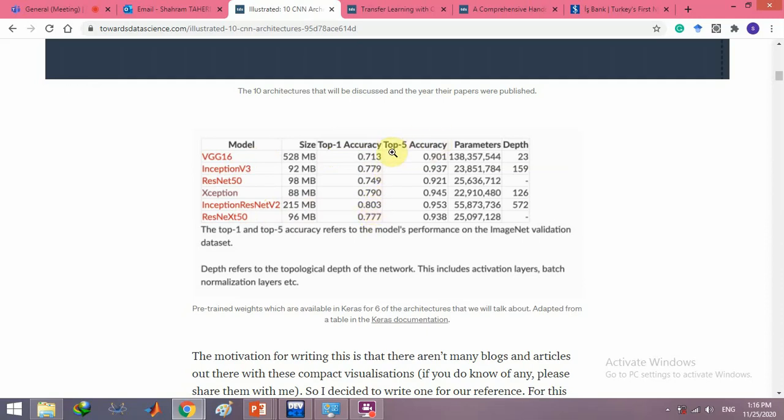Another accuracy metric is top 5 accuracy. It means that the output of the neurons in the last layer will be checked and the 5 neurons with the highest probability will be selected. Then if the actual label exists among them, we accept it. We say that the system correctly recognizes this image. So for the VGG16, 90% of the time the actual label is among the 5 labels with the highest probability predicted by the system.